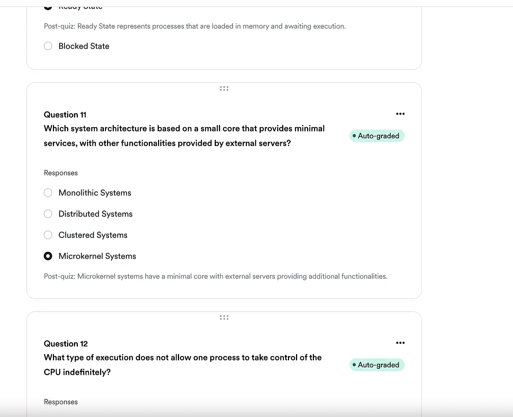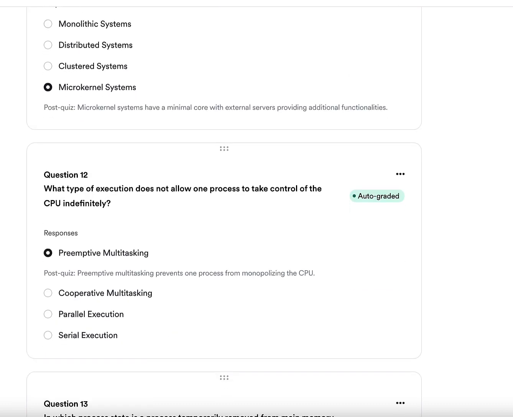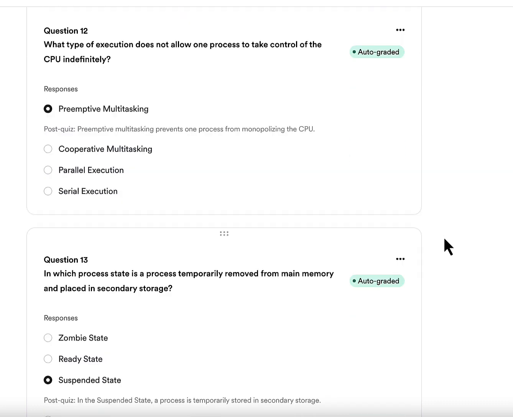Question 12. Which type of execution does not allow one process to take control of the CPU indefinitely? A, preemptive multitasking. B, cooperative multitasking. C, parallel execution. Or D, serial execution. Which execution type does not allow one process to take control of the CPU indefinitely? And that's preemptive multitasking, A. It prevents one process from monopolizing the overall CPU.